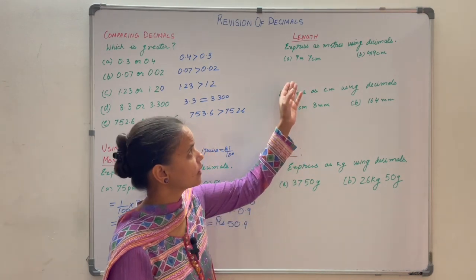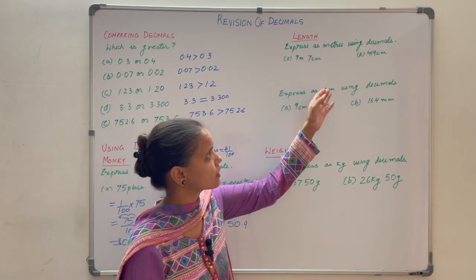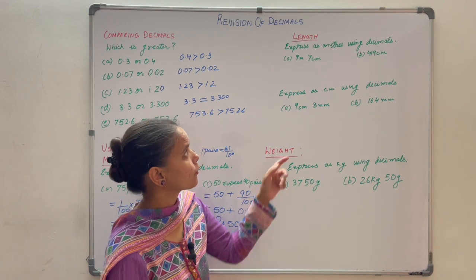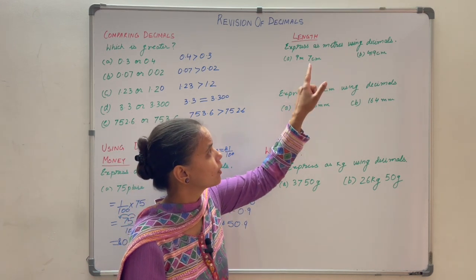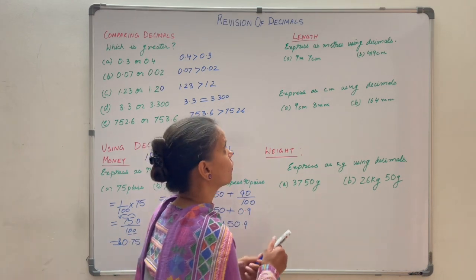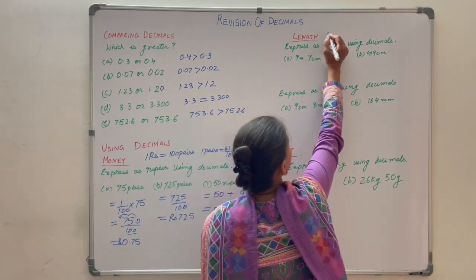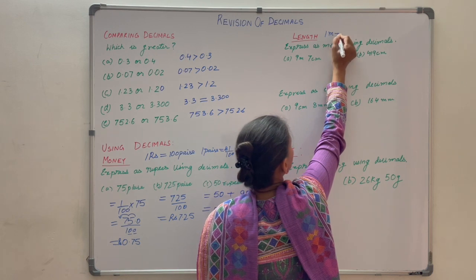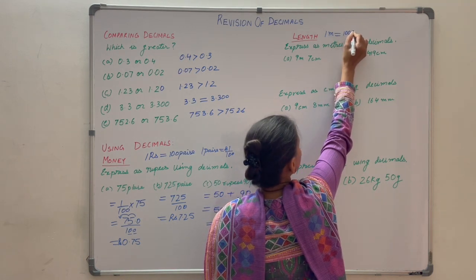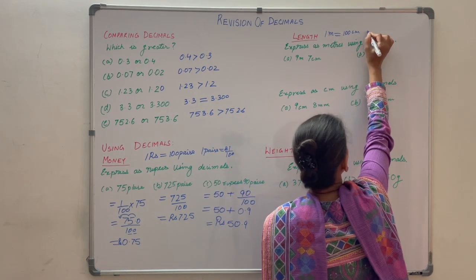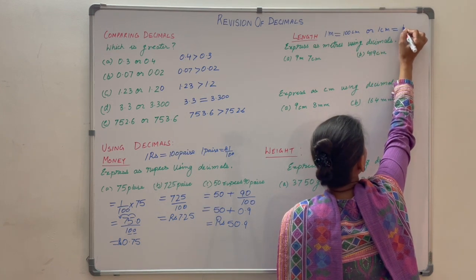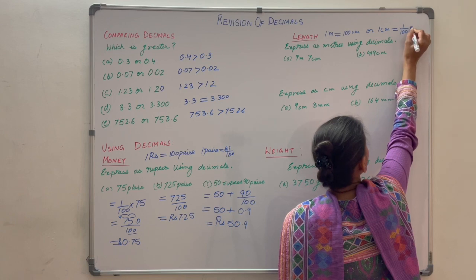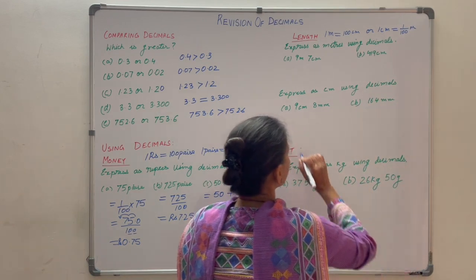Length. So let us take these questions. Express as meters using decimals. So you have to convert 9 meter and 7 centimeter into meters. So 1 meter is equals to 100 centimeters, or you can write down 1 centimeter is equals to 1 upon 100 meters. It is the same thing.